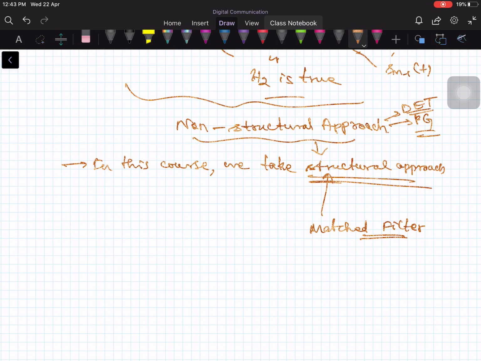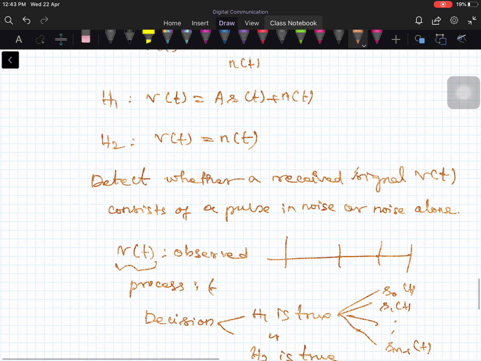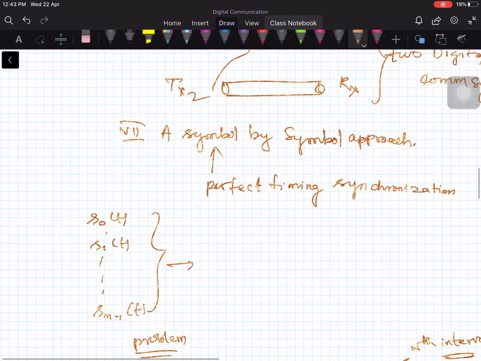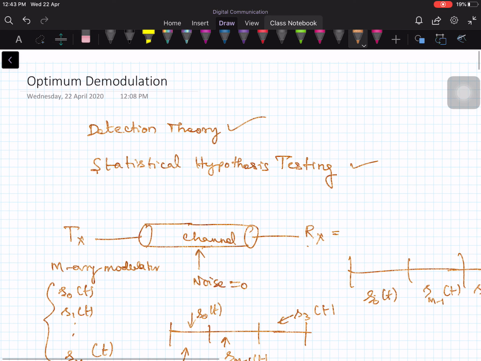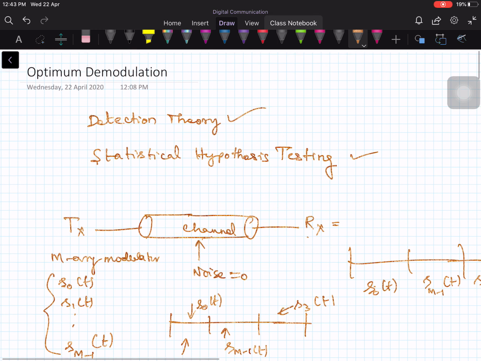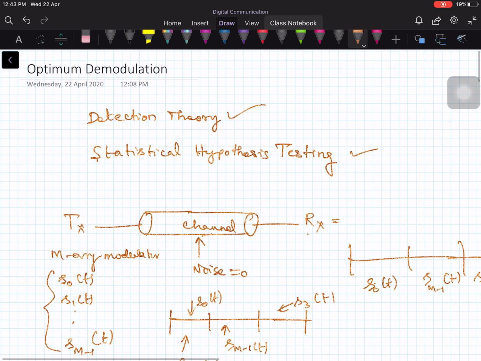So at this point let me stop. Before this, let me summarize the points that we discussed. So this is a very important lecture. We are in the business of optimum demodulation. For optimum demodulation, we need some math theoretical tools, and the theoretical tools are studied under the titles of detection theory or statistical hypothesis testing.